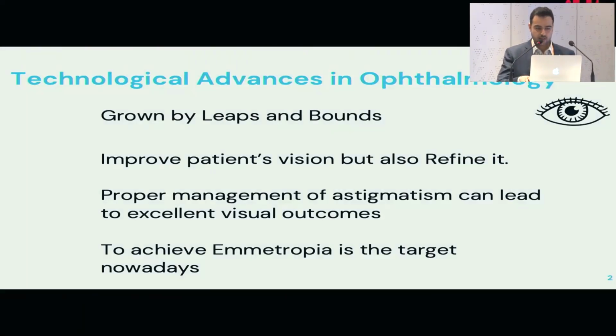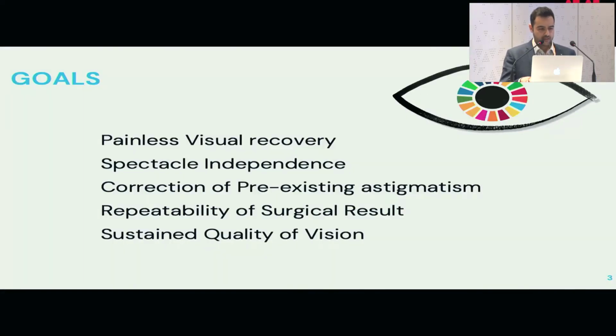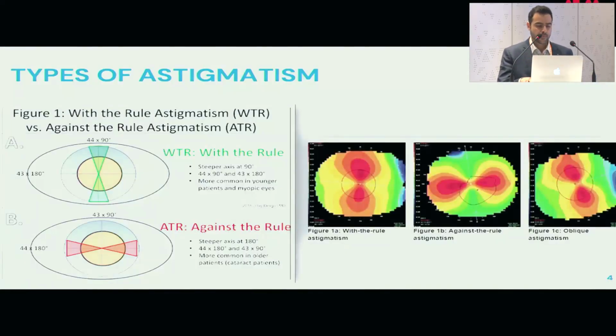As we all know, there have been technological advances in ophthalmology, and it has grown by leaps and bounds. It is not only our job to improve the patient's vision, but also to refine it. Proper management of astigmatism can lead to excellent visual outcomes. So achieving emmetropia is the target nowadays, and the goals are mainly painless visual recovery, spectacle independence, correction of pre-existing astigmatism, and repeatability of the surgical result with a sustained quality of vision.